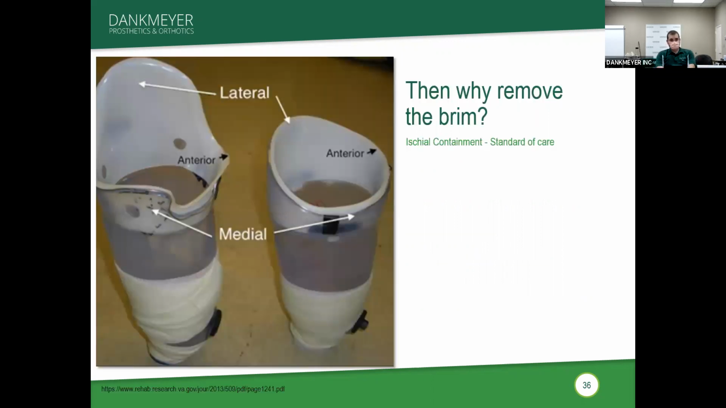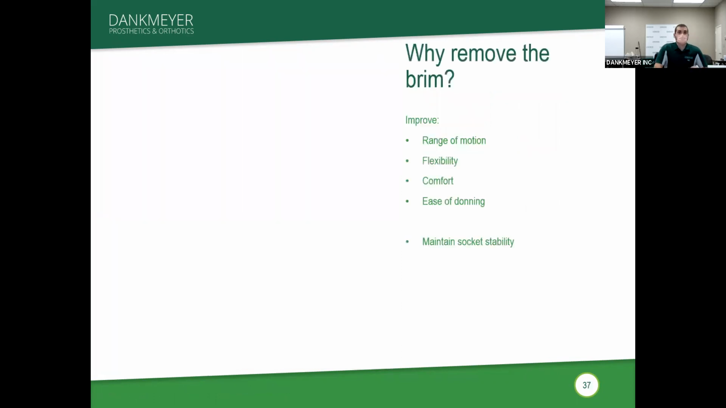Typically speaking, the ischial containment socket is in most places the standard of care. So then why even discuss removing the brim? Why discuss this sub-ischial level? The quad socket is known to have difficulty keeping a femur adducted. There was quite a large VA study where they had patients standing with their quad sockets and took x-rays of them, and almost all patients had excessive abduction. That's what drove the development of the ischial containment socket.